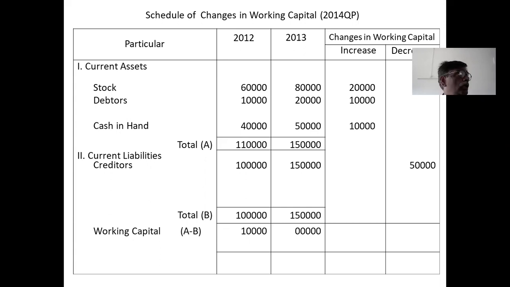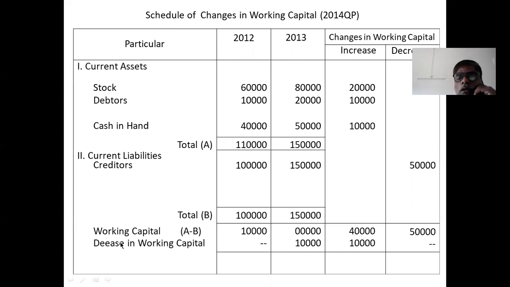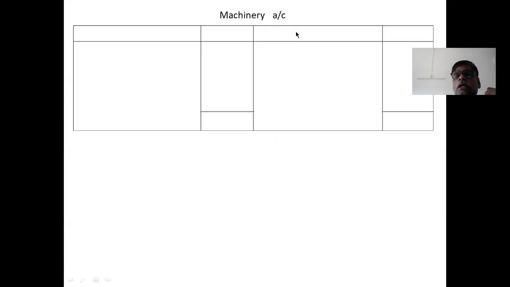Clear? And you take the third and fourth column total. Third column total 40,000, fourth column total 50,000. Clear? Then the decrease in working capital is 10,000. Okay. 10,000 is the decrease in working capital. Total you take. After this, you prepare the plant and machinery account.